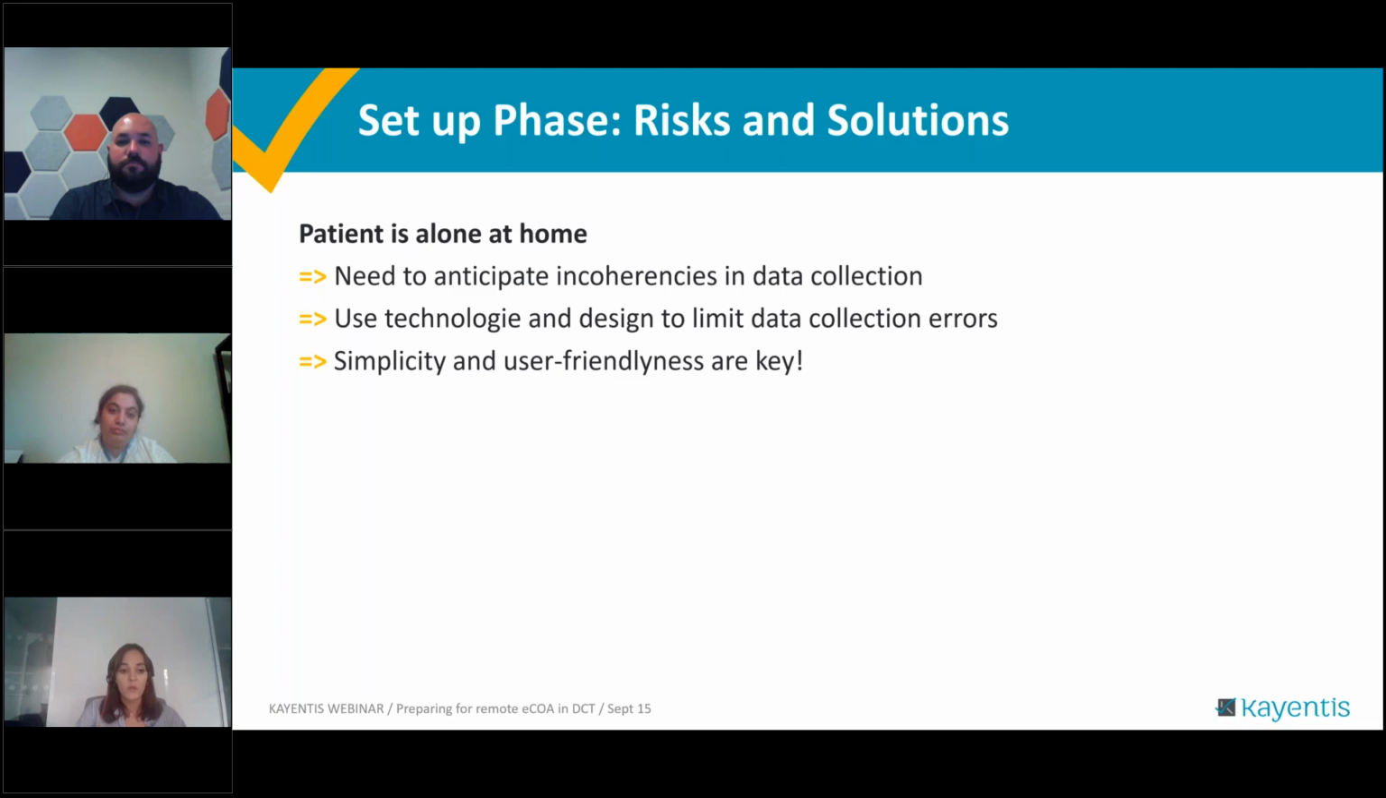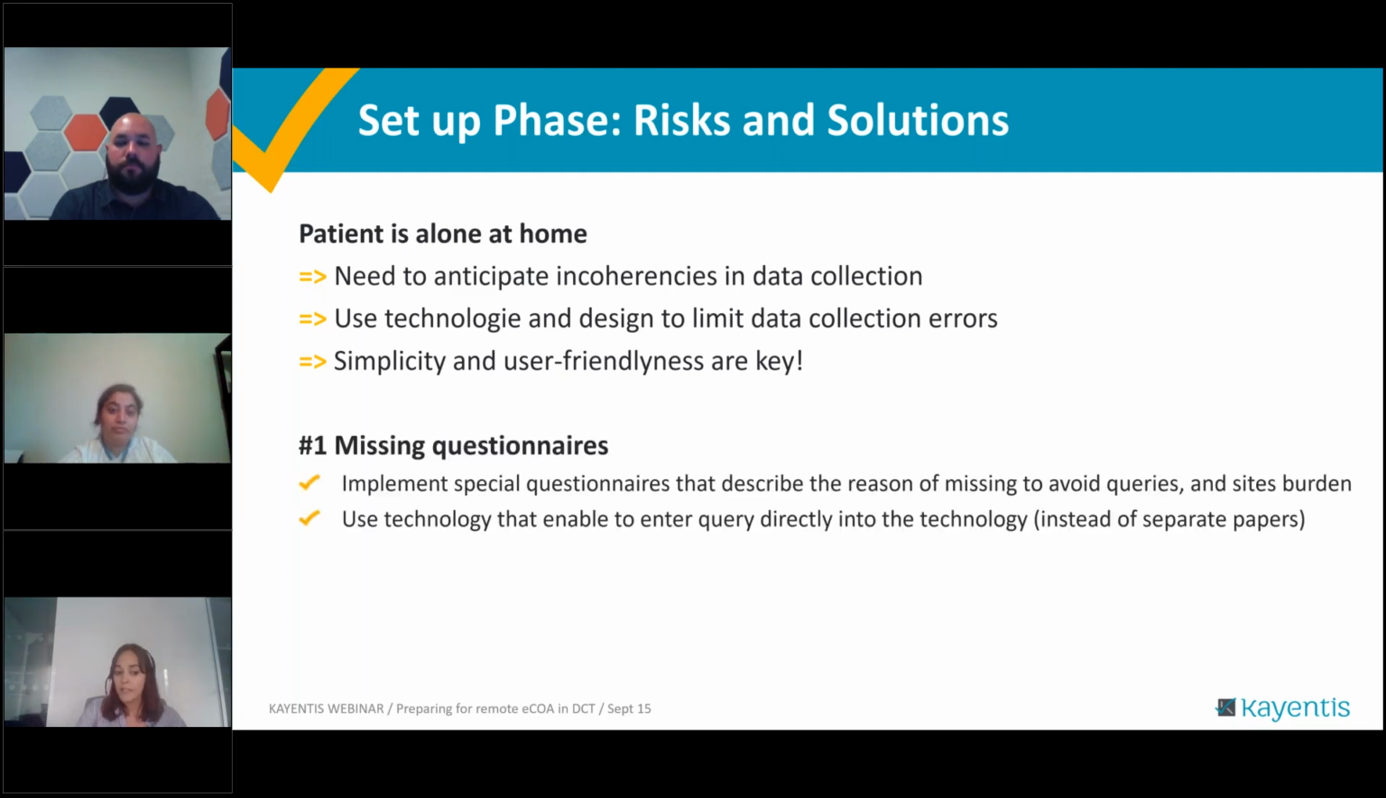That is important because we need to think that the technology we are going to use and the way we design the study will be limiting data collection errors. So the data manager plays an important role in trying to make the study simple and user-friendly. And also like this, we will anticipate any incoherency in the data collection. We have several examples here that I'm going to explain.